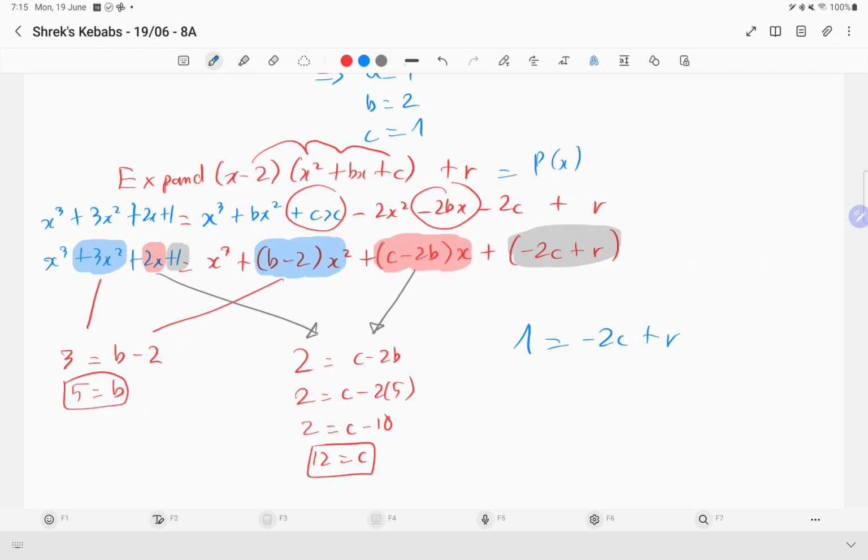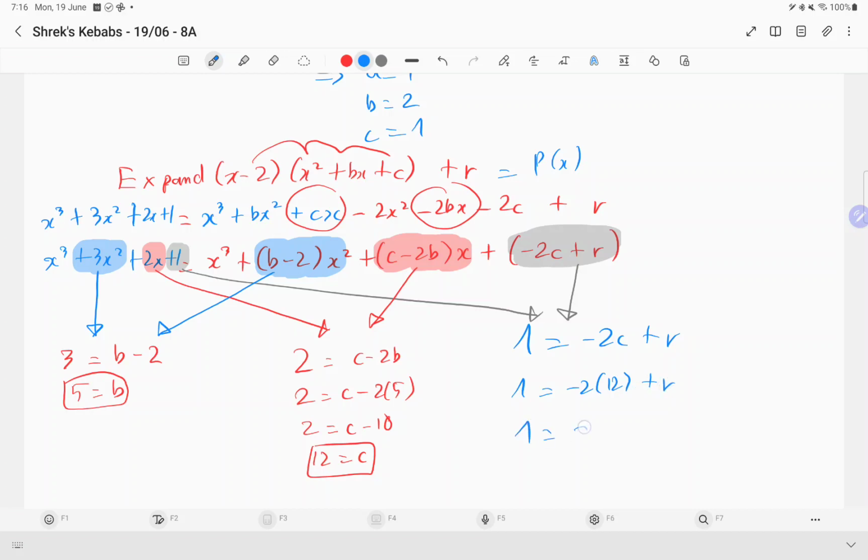Okay. It's negative 24 plus r is equal to 1. Yep, one sec. Let me just redraw them out in the same color so you can see. So therefore r is equal to 25. So 1 equals negative 2 times 12 plus r, 1 equals negative 24 plus r. So yes, 25 equals r, or r equals 25. Same thing. Yes, these are the three answers.